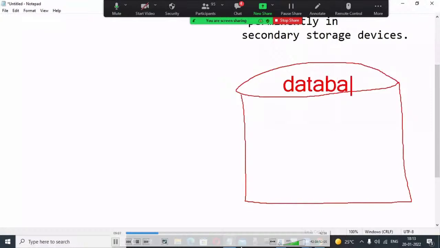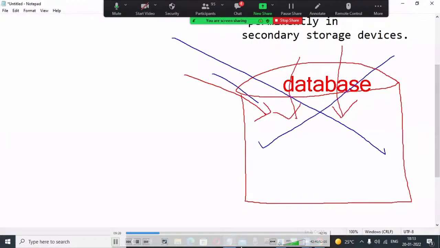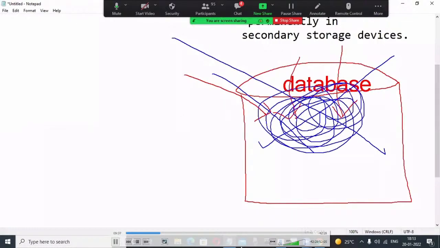Okay, database. Here only, in this place, we are storing data. We are thinking that we are storing a random collection of data. That is absolutely wrong. Actually, Oracle, SQL Server, DB2, Sybase, Informix, Ingres, Teradata, these types of databases do not store a random collection of data. These databases only store a structured collection of data.